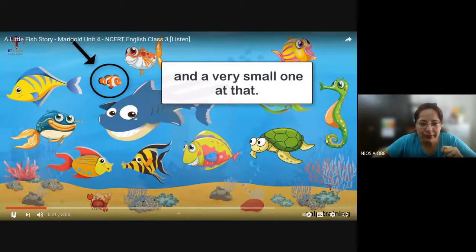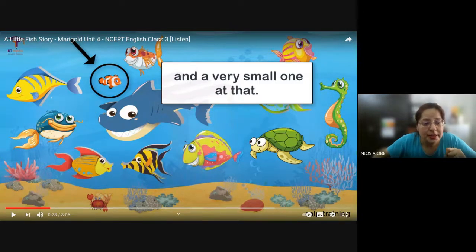And a very small one at that. So ye jo story hai, this is about a really small fish. We are going to do a story about a small fish, little fish. And see, so many other fishes are there. So many other creatures in the ocean.